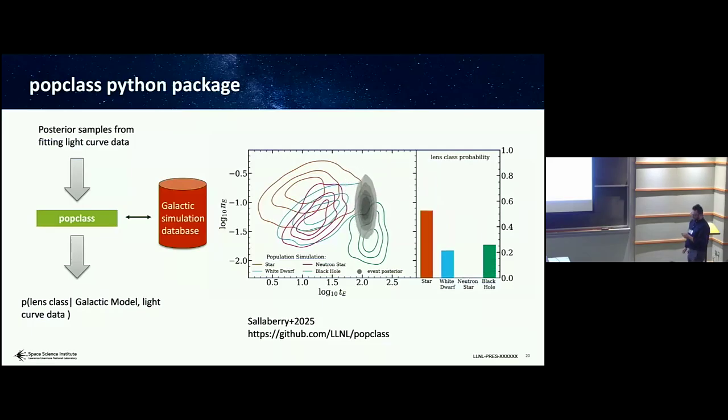These simulations, we ran lots of versions, about 10 million core hours at Livermore. We have plenty of compute to spare there. So we made this into a software package so people can take the Roman data, take the posteriors of their event, and try to classify and find black holes pretty easily. It's very fast to run. This is Greg Salary that led this.